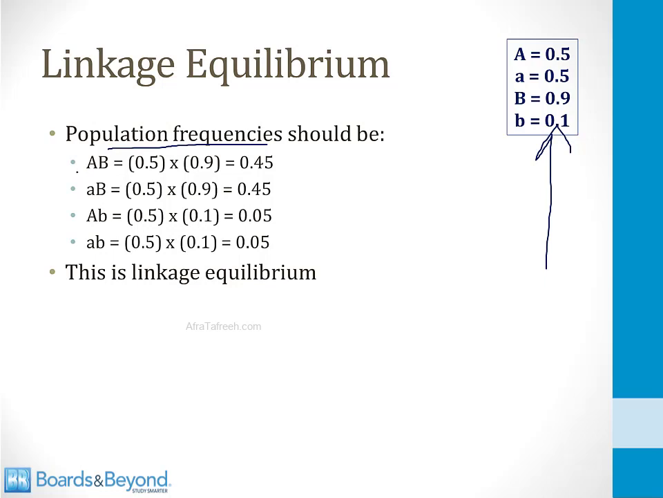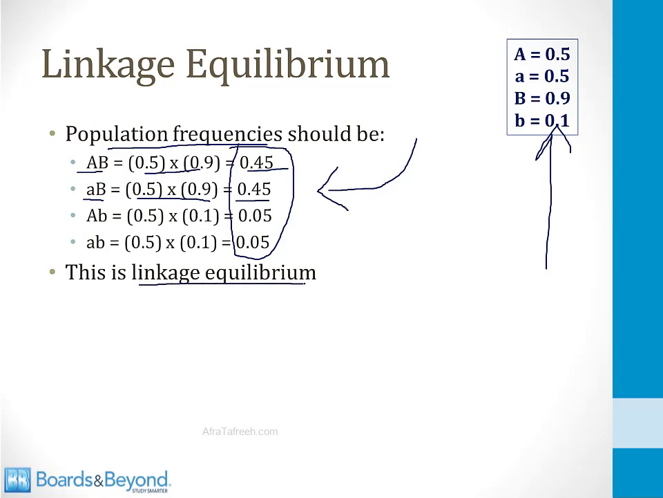The frequency of a big A and a big B found together should be 0.5 times 0.9, which is 0.45. Similarly, a little a and a big B together should be 0.5 times 0.9, which is 0.45. And we can go ahead and calculate all the expected frequencies of the mixtures of those alleles. And if this were to be what we actually found in the population, we would say that these 2 genes demonstrate what's known as linkage equilibrium.